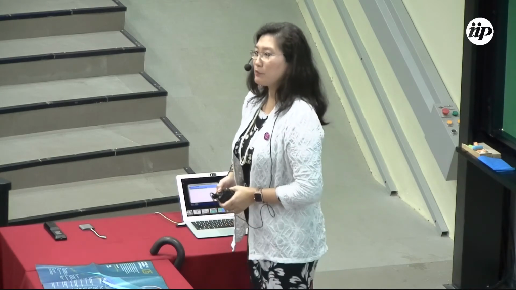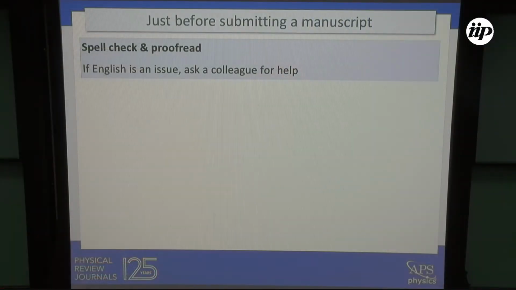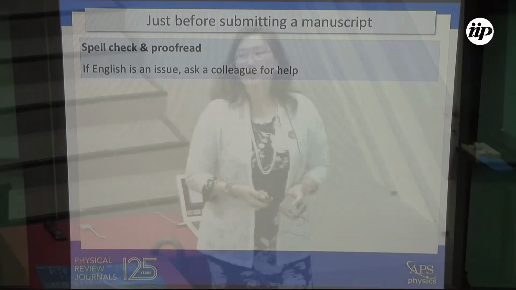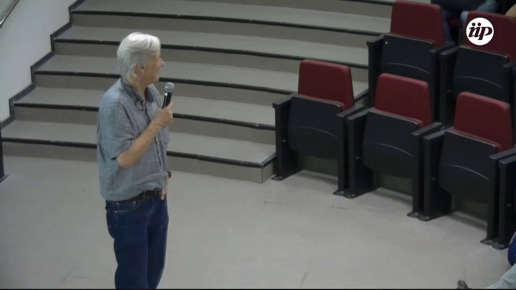Okay, so just before submitting a manuscript, spell check and proofread it. It doesn't make a very good impression on the editor when there's a typo in your title. That isn't a good thing. If English is an issue, ask your colleague for help. Obviously, it's always good to ask a colleague to read it, so that you know that you've put everything in there. But if English is an issue, and you happen to have a native speaker around, jump on them. That helps a lot. Or somebody who's very good at English.